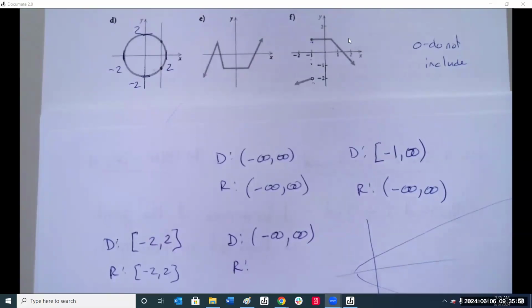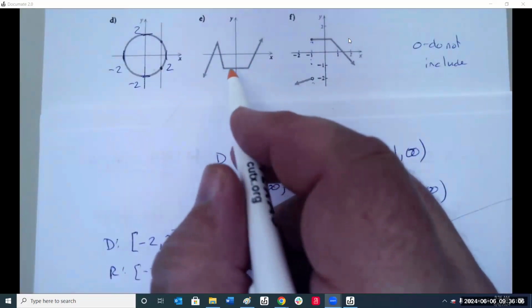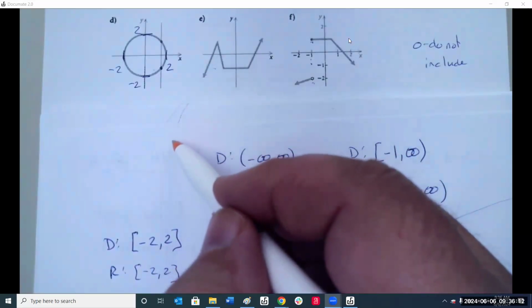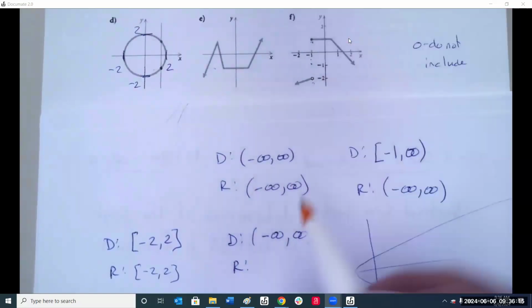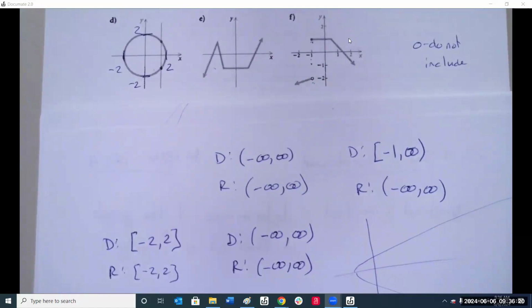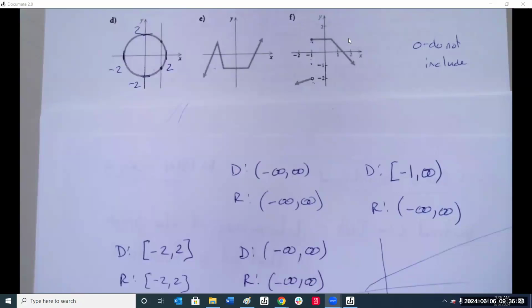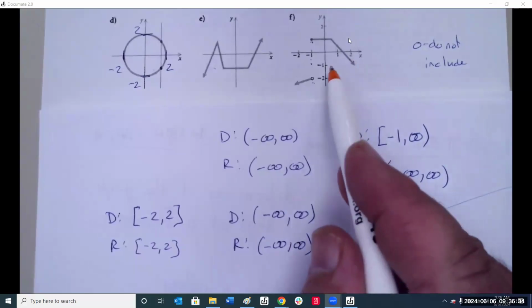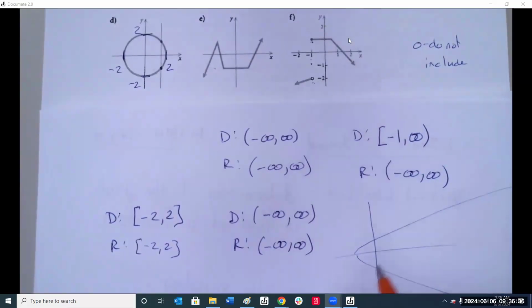The range. Look at the arrow. Exactly. It'll go all the way down forever. It'll go always up forever. It's an easy concept, but it's also easy to make a mistake with this. And how about the last one? What's the domain there?